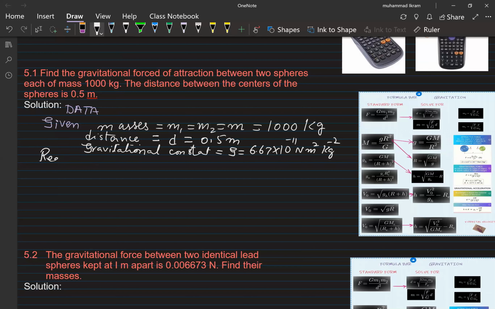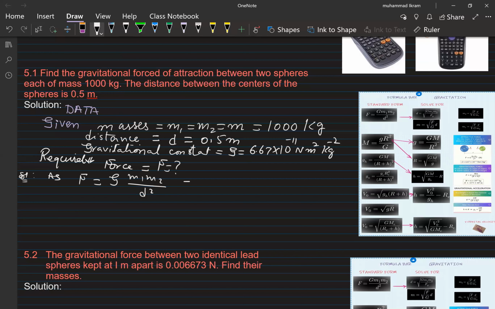This F is required. So which formula will be used in our solution? You will write it from the law of universal gravitation: F is equal to G m1 m2 by d square. You will not just go this way but in steps. Due to limited space, I'll be writing here. Which formula will be used for this? Directly we can use this formula. So F will be equal to what?